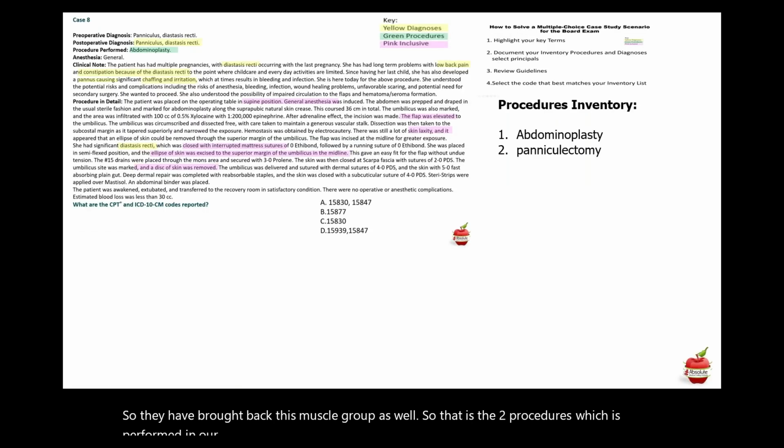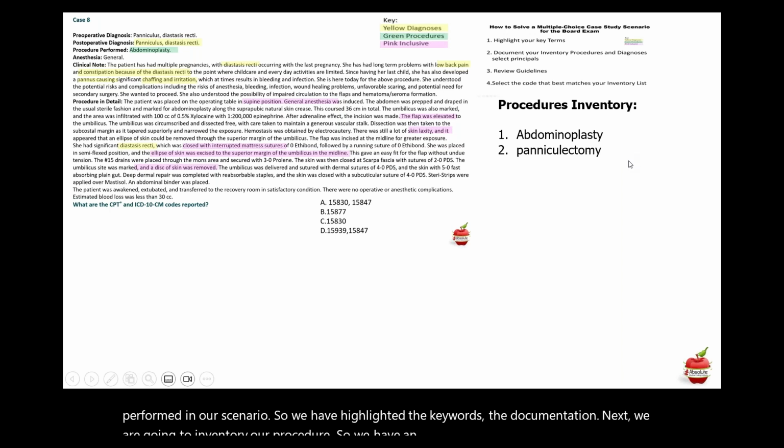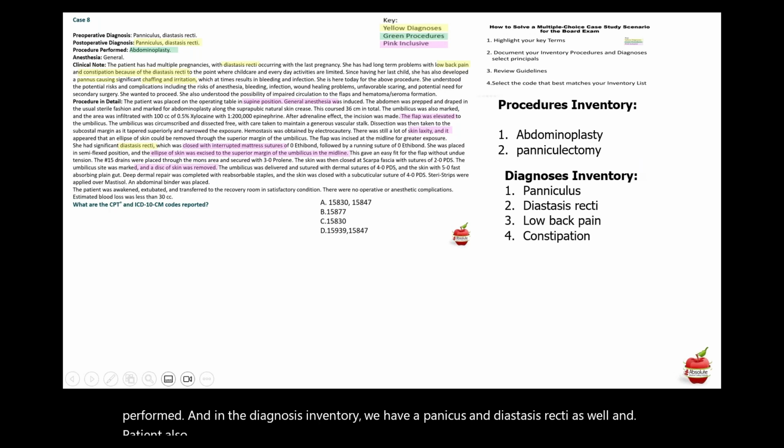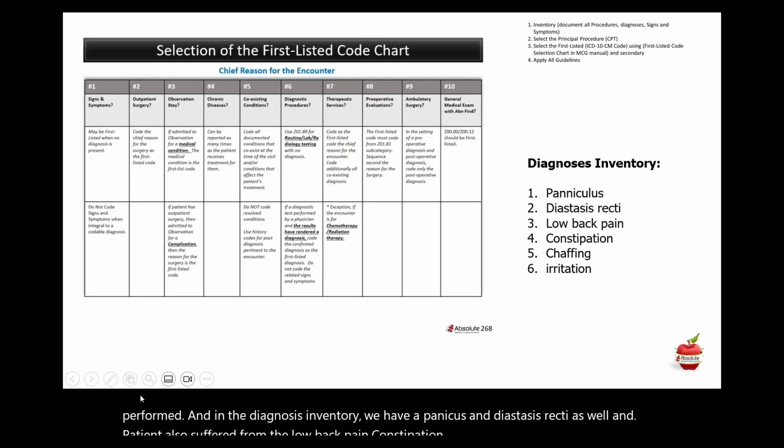So we have highlighted the keywords in the documentation. Next we are going to inventory our procedure. So we have an abdominoplasty and panniculectomy performed, and in the diagnosis inventory we have a panniculus and diastasis recti as well. And the patient also suffered from low back pain, constipation, chafing, and irritation.